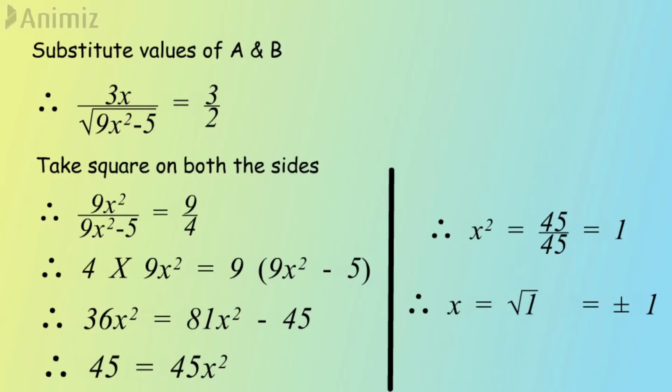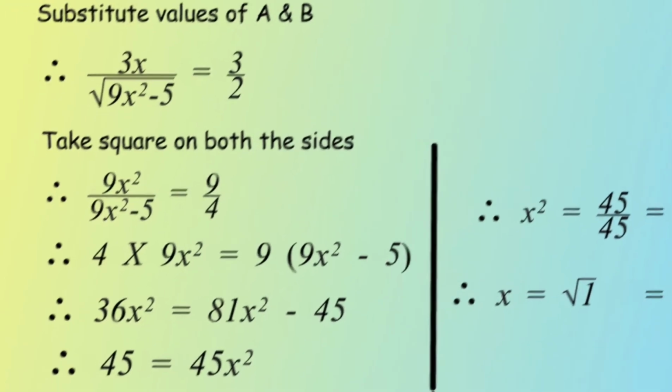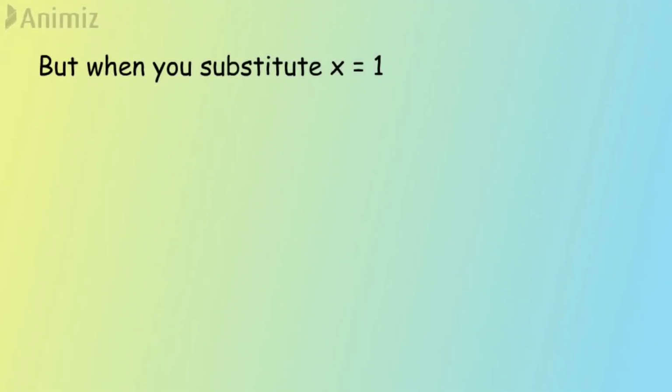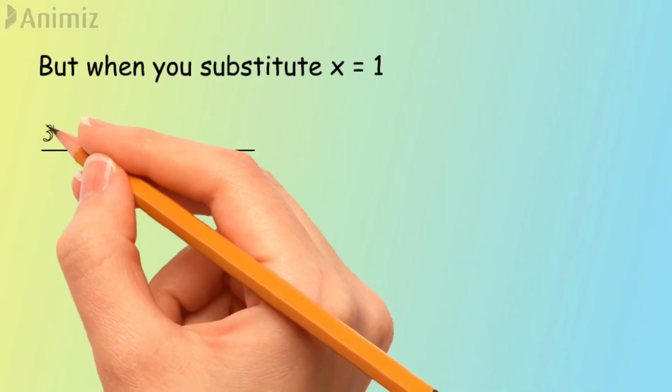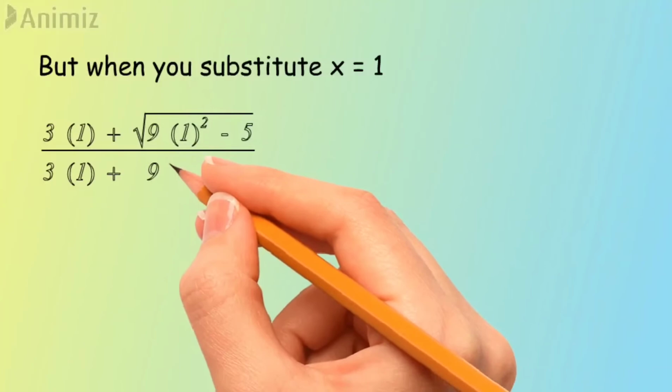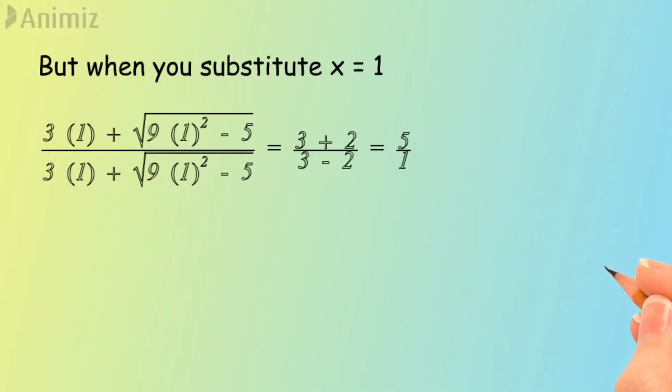Now you have to verify whether the value of x is suitable for the given sum or not. For that, you have to substitute the values of x. When you substitute the value of x as 1 in the given expression, I got 3 plus 2 upon 3 minus 2, that is equal to 5, which satisfies the sum. The right hand side I have taken already is 5 in the sum.